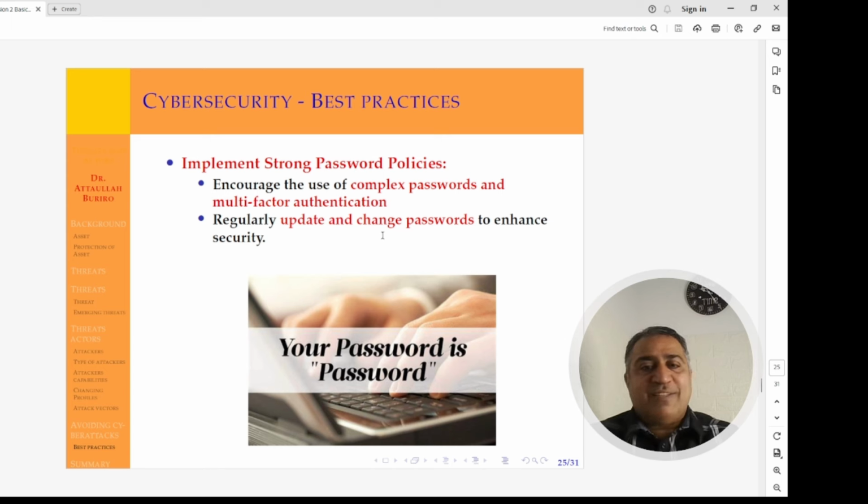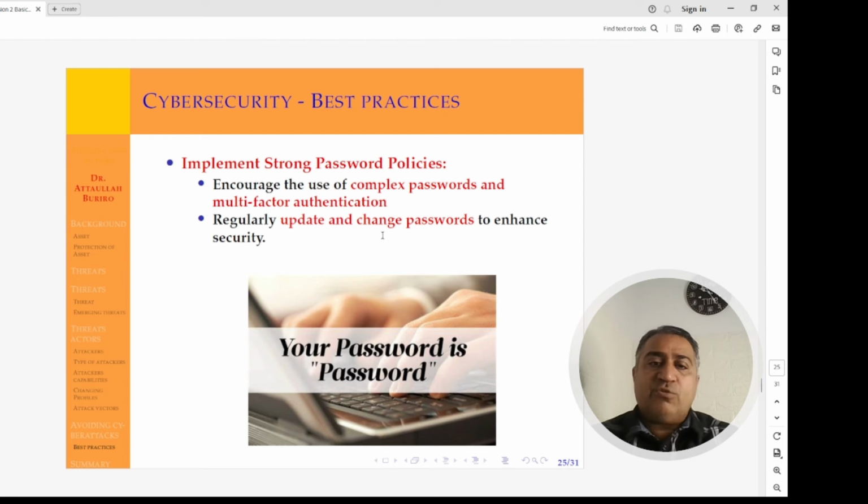In most cases, it's admin. The point is, if the username and password on your modem that connects you to the ISP are both admin, how will you be able to protect your home from attackers? So implement strong password policies.